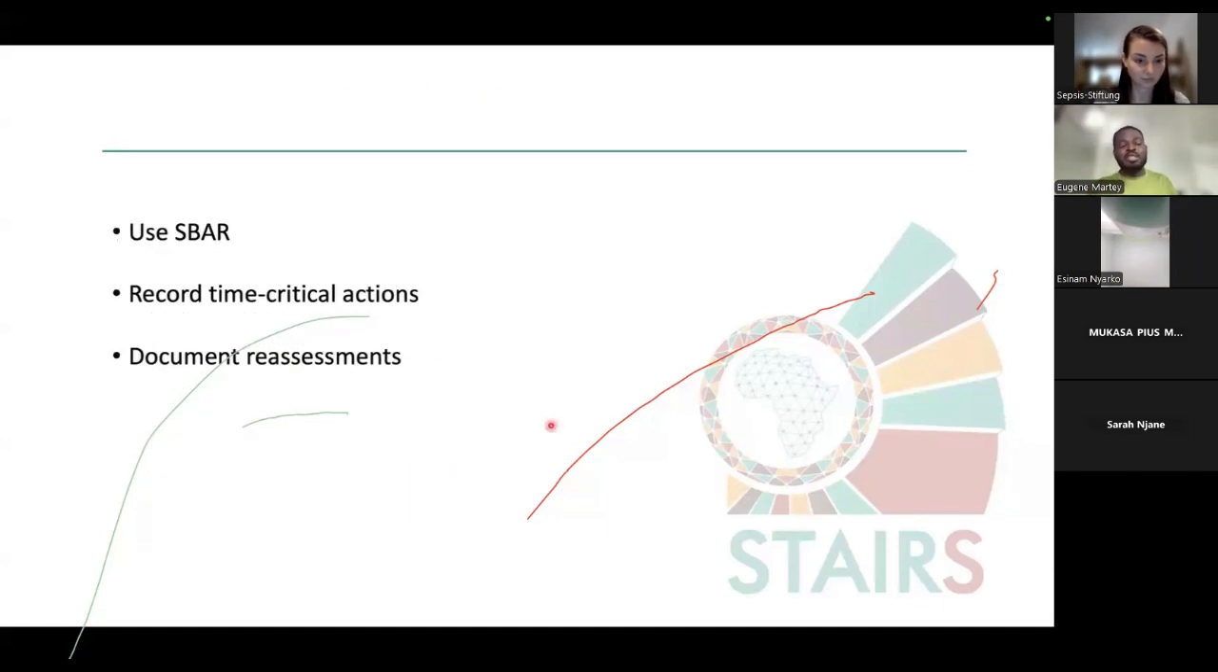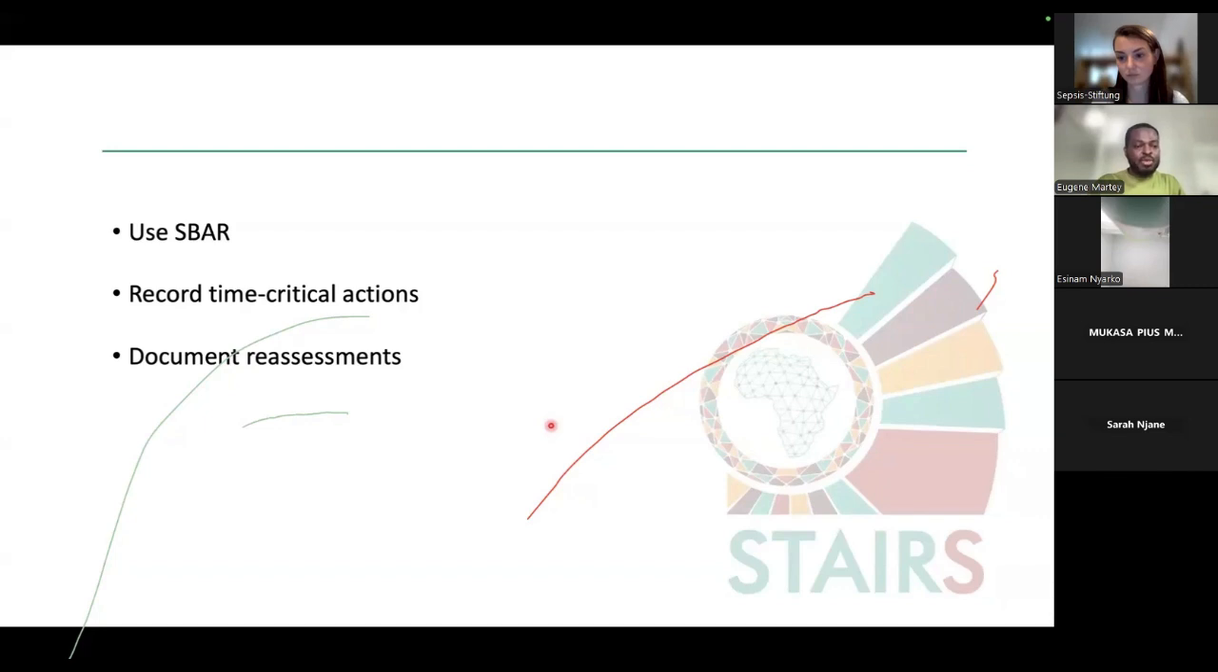And in all of these, you need to clearly document and communicate with your colleagues. So we always use the SBAR approach, which is the situation, the background of the patient, your assessment of the patient, and recommendation. If you use this tool to report your findings, it helps you be structured in your communication with other colleagues so that you can actually hand over relevant details about the patient.